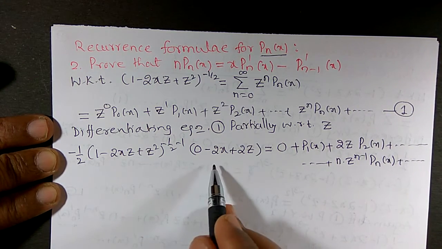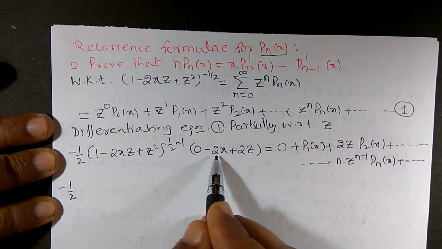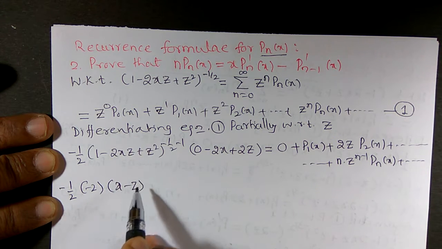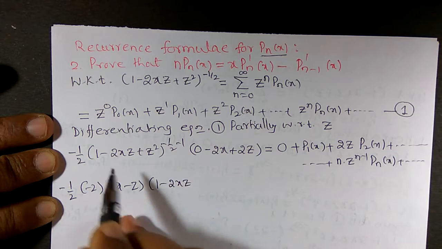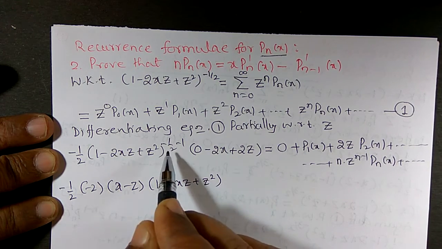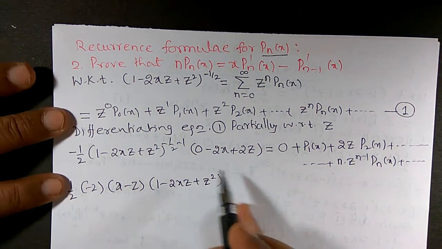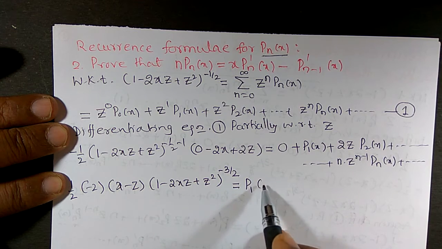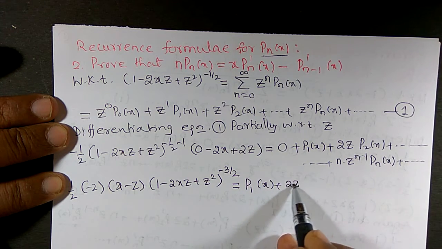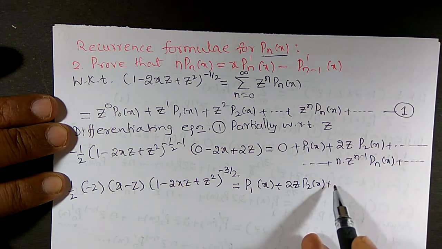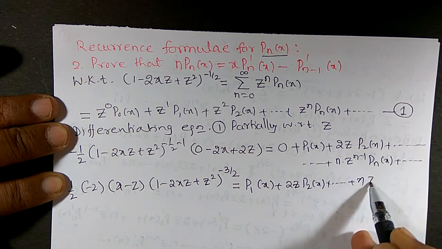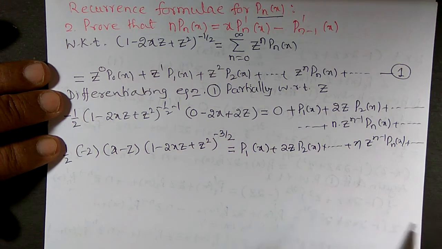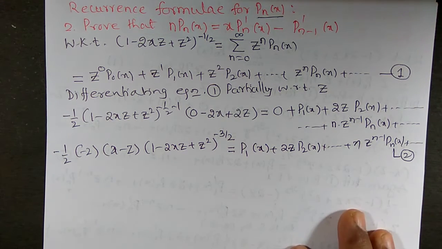Simplify the left hand side term. So minus 1 by 2. From these two terms I will take out minus 2. The remaining thing is x minus z, times (1 minus 2xz plus z squared) raised to minus 1 by 2 minus 1, means minus 3 by 2. This is equal to, I can write as it is, P_1(x) plus 2z P_2(x) plus so on, n into z raised to n minus 1 P_n(x) plus so on. I will call it equation number 2.